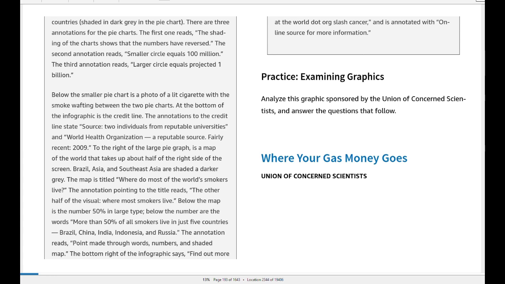The bottom right of the infographic says, "Find out more at theworld.org/cancer," and is annotated with online source for more information.